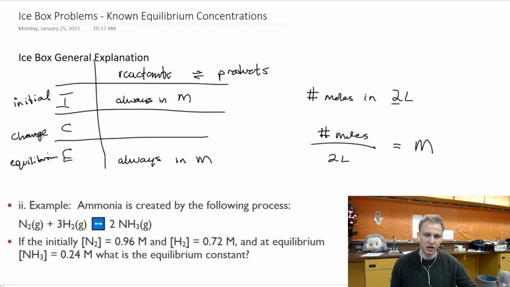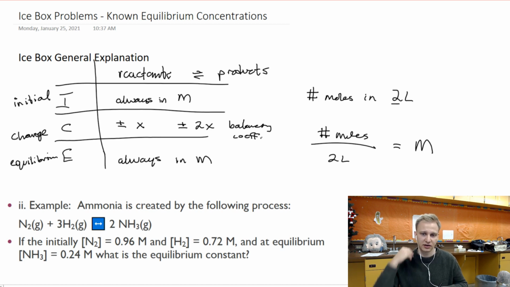And so a lot of times what we'll see is this will be a plus or a minus X, or a plus or a minus 2X. And this is the overall change in concentration that we're seeing. And what we'll use here is we'll use the balancing coefficients to determine if we need to use a 1x, a 2x, a 3x, a 4x, etc. And we will fill in that column there with those balancing coefficients.